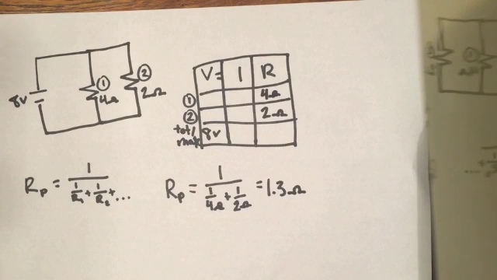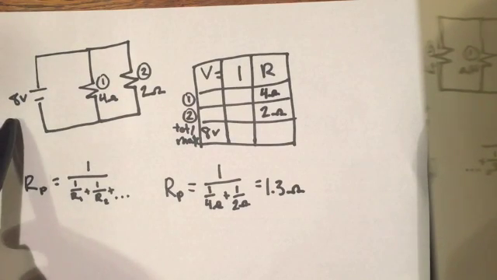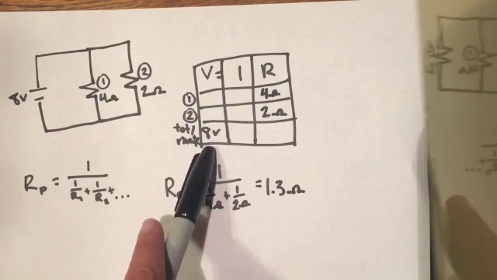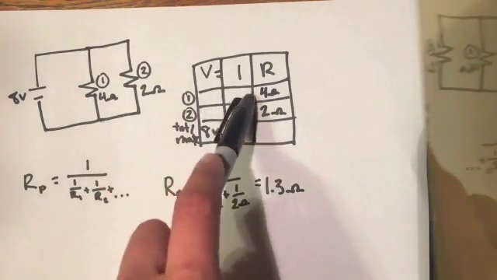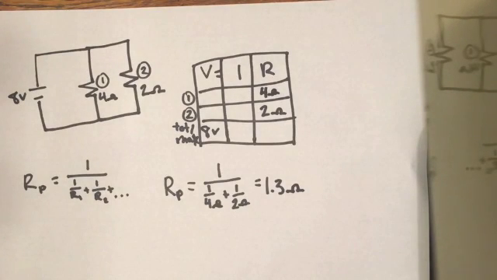We're given the voltage drop over the entire circuit, which is 8 volts, so we plug that in here, and we're given the resistance of each of the resistors on their own, so we plug those in here. And then we use those and plug them into this equation to find out that the resistance of the circuit is 1.3 ohms.